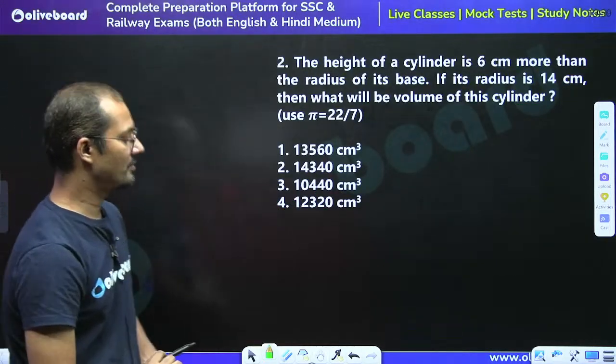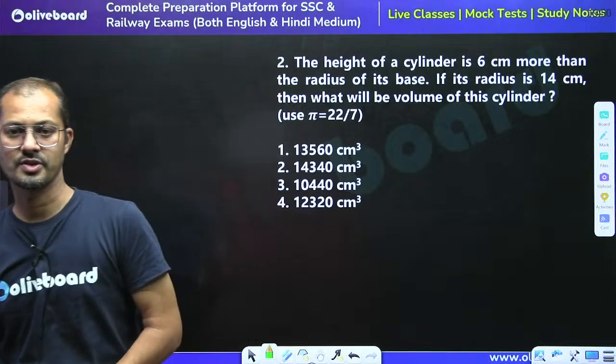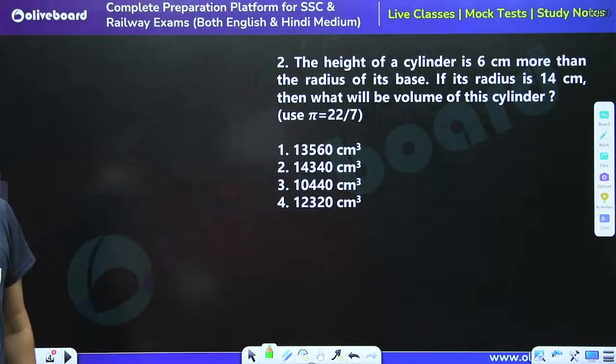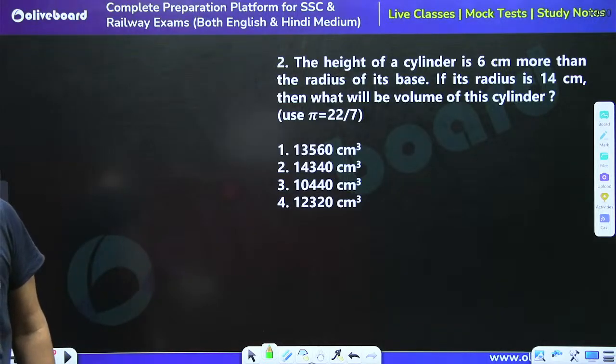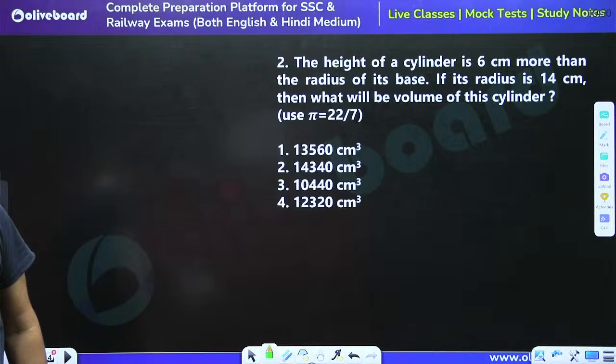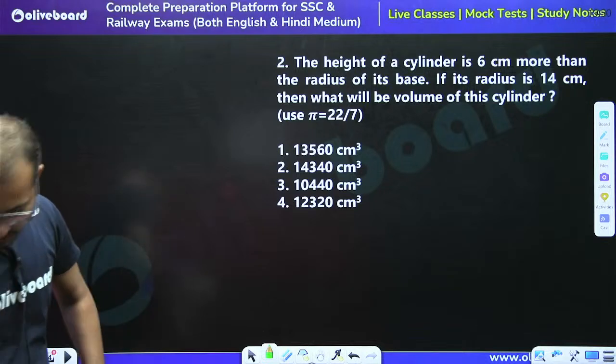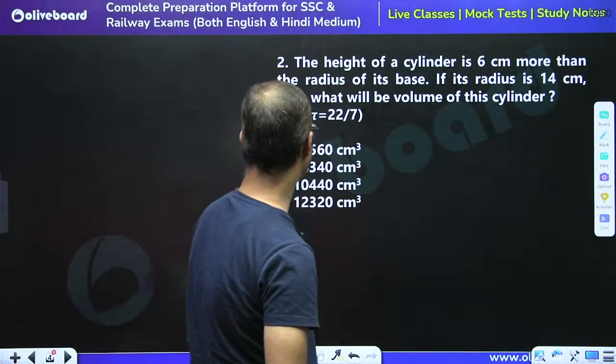Moving to the next question. Now tell me what is the answer for this question. Yes, please, everyone, tell me what is the answer for this question. Yes, very good, very good. What is the answer of this question?